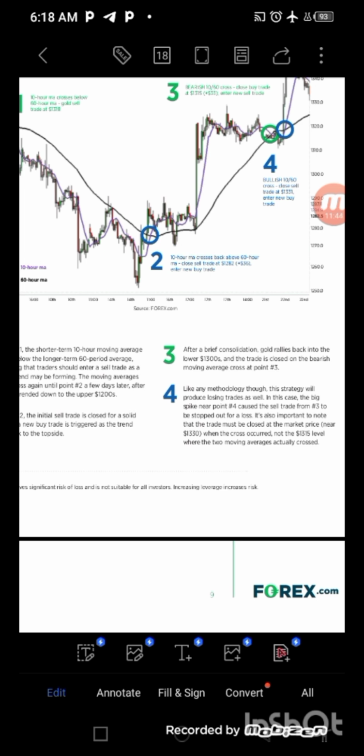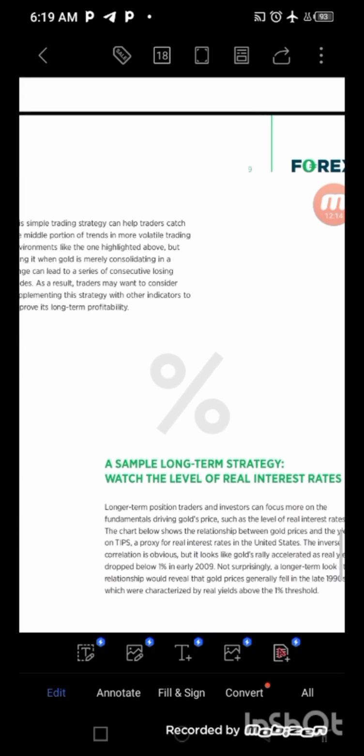Like any methodology, though, the strategy will produce losing trades as well. In this case, the big spike near point H4 causes the sell trade from H3 to be stopped out for a loss. It's also important to note that the trade must be closed at the market price near 1,330 when the cross occurs, not the 1,350 level where the two moving averages actually crossed.